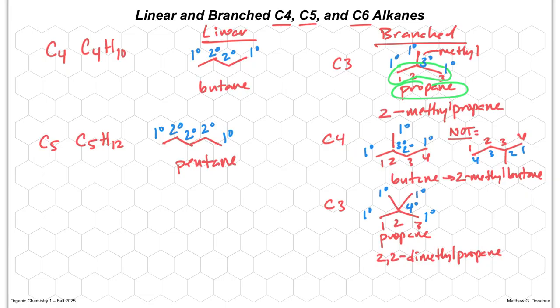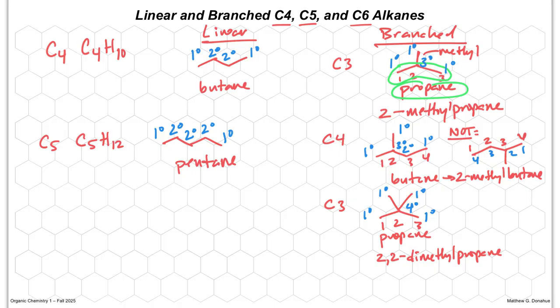And now we see the first case of a quaternary carbon. So a carbon with no hydrogens bonded to it. So as I said, it's not the most exciting thing in the world. But if you understand the logic, it's pretty straightforward.